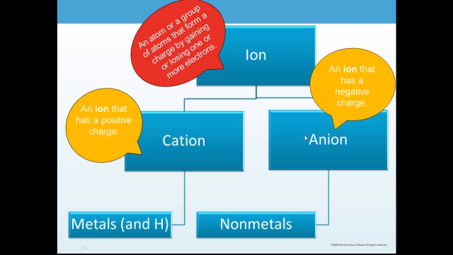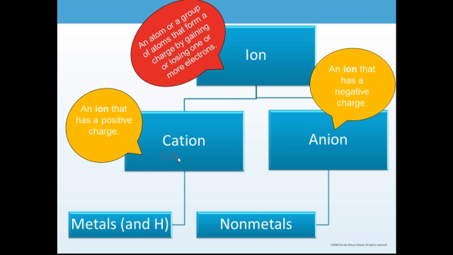There are two types of ions that can be formed. We have cations, kind of think of a kitty cat, which is an ion that has a positive charge. Cations are going to lose electrons to form a positive charge. The other type of ion is what we call an anion, an ion that has a negative charge. Anions gain electrons. Cations are typically your metals as well as hydrogen. Even though hydrogen is a nonmetal, it likes to form a cation. Your anions tend to be your nonmetals.